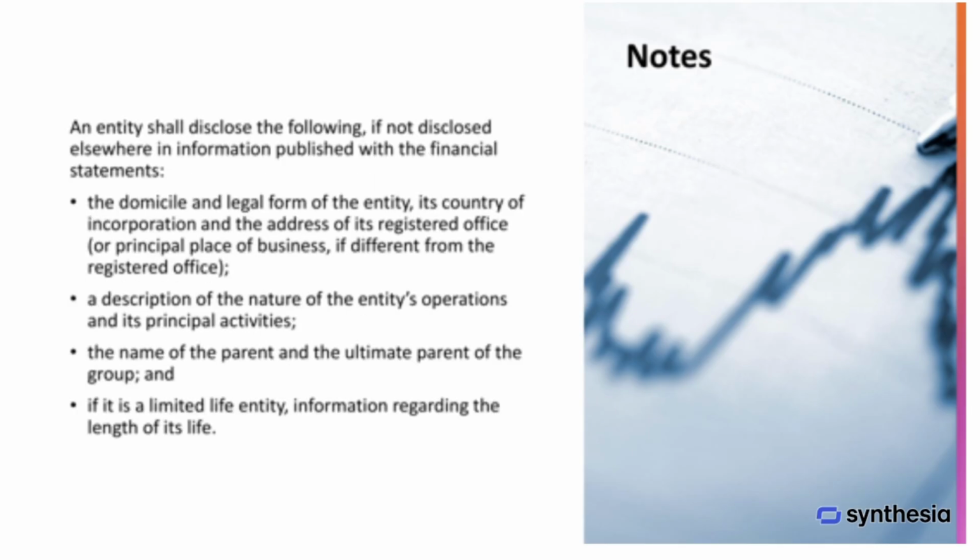An entity shall disclose the following, if not disclosed elsewhere in information published with the financial statements: the domicile and legal form of the entity, its country of incorporation, and the address of its registered office, or a principal place of business, if different from the registered office, a description of the nature of the entity's operations and its principal activities, the name of the parent and the ultimate parent of the group, and if it is a limited life entity, information regarding the length of its life.